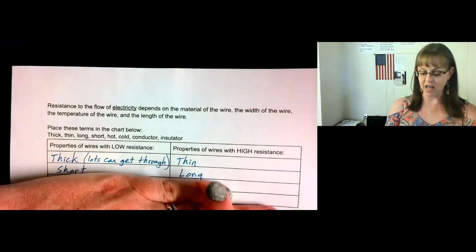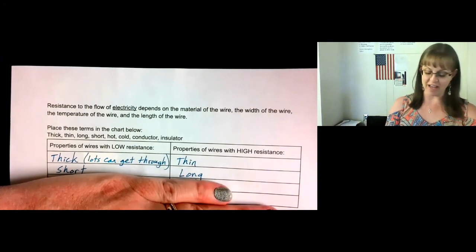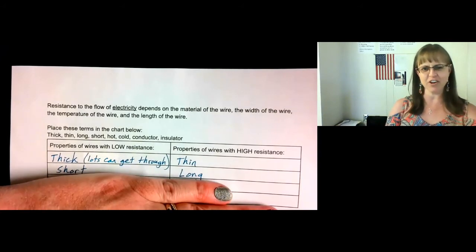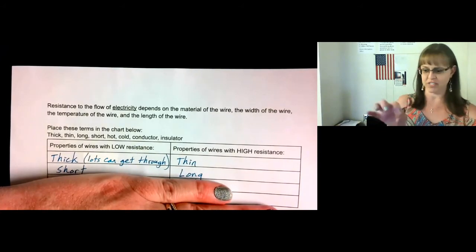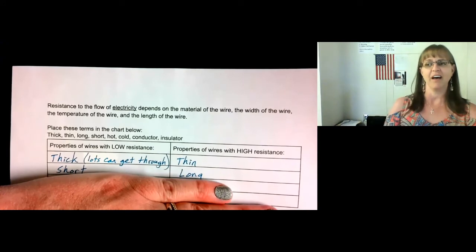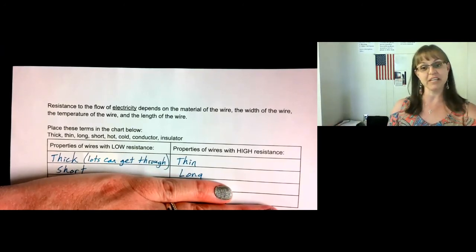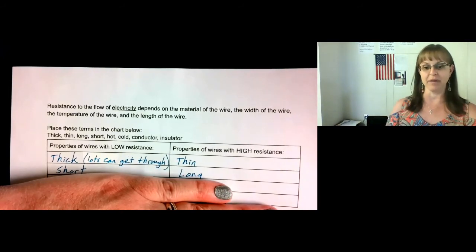If you're using a long wire, you have to use a thicker wire. Have you ever noticed that a 50-foot extension cord is pretty big around? That's so that there can be less resistance from the width because of the increased resistance from the distance. So that helps it not burn up the wire because it's so long.